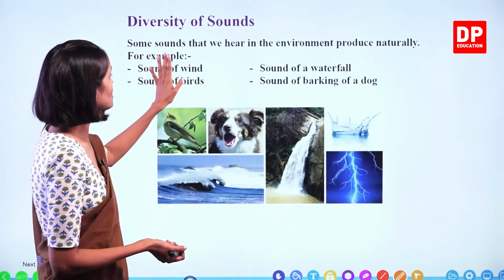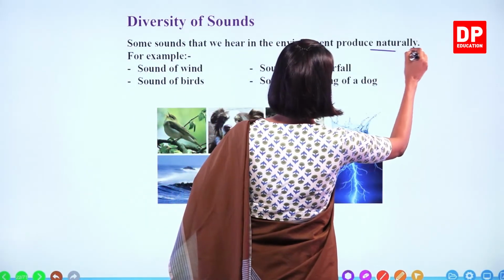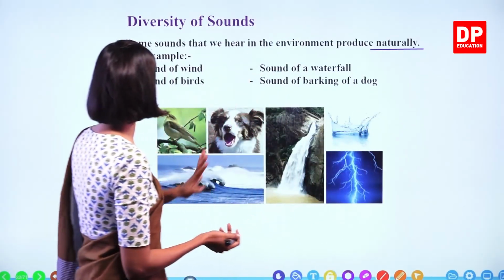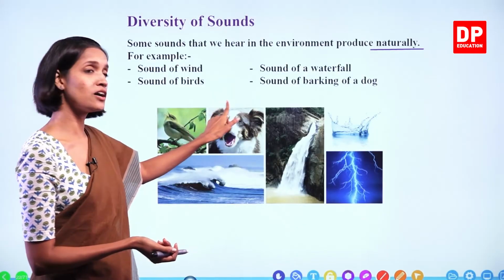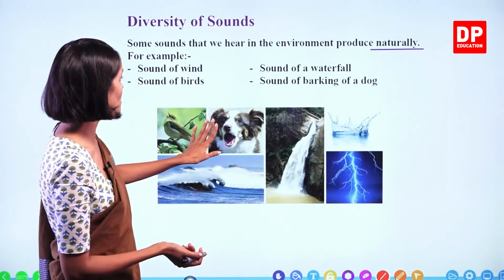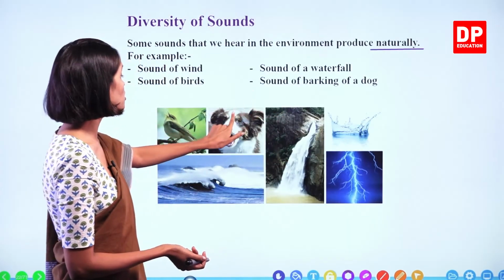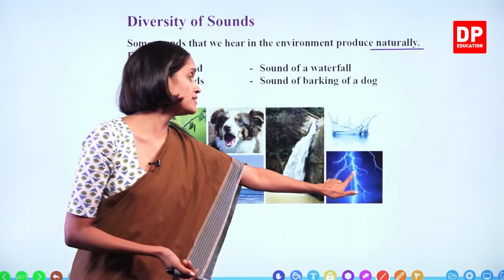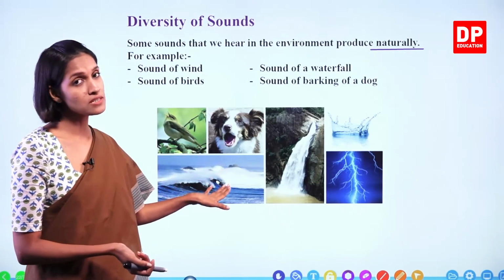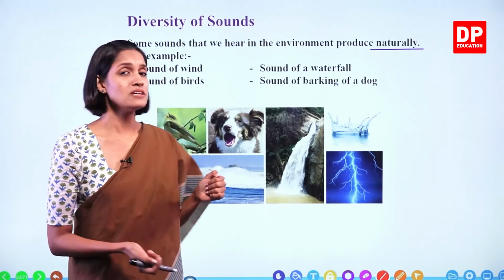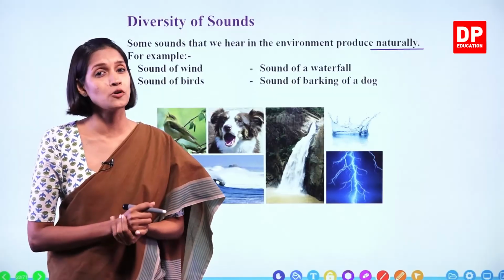Some sounds that we hear in the environment are produced naturally. What are the examples? Look at these examples. Sound of wind, sound of birds, and sound of other animals too. Sound of waterfalls, sound of barking of a dog, sound of thunder. Look at these pictures. Sound of sea waves. What are the other sounds, children? Rustling of leaves also. It's also a type of sound.